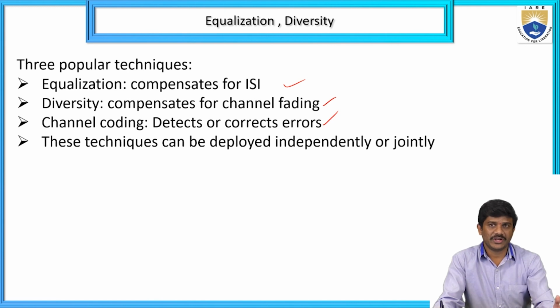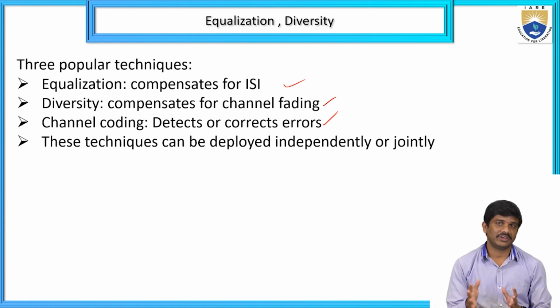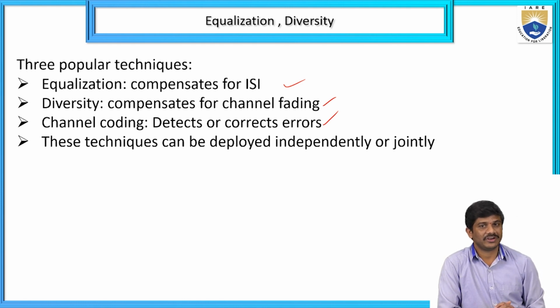Okay, mainly we have three types of techniques: one is equalization, one is diversity, one is channel coding. Okay, these are the major three types of techniques. With the help of these techniques, we can improve the link performance of a particular radio communication channel. First, why do we go for these techniques? In mobile radio propagation we have multipath fading and also interference, that is co-channel interference or adjacent channel interference.